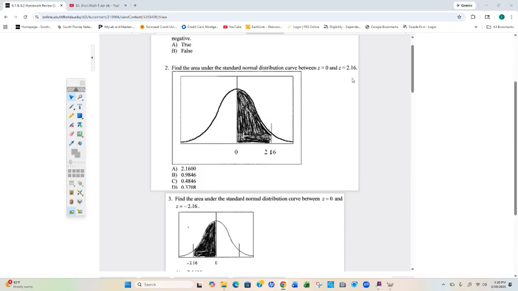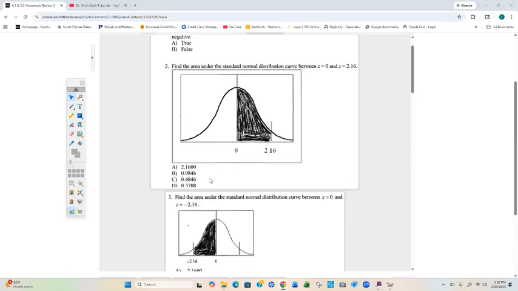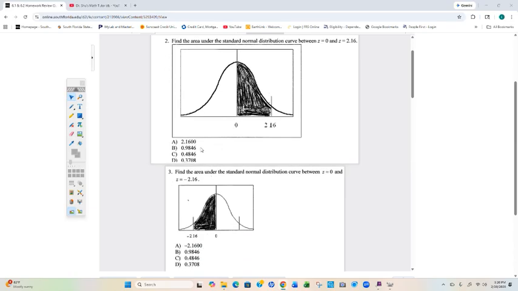Number two, find the area under the standard normal distribution curve between z equals 0 and z equals 2.16. A is 2.16, B is 0.9846, C is 0.4846, and D is 0.3708. Pause the video, see what you get.